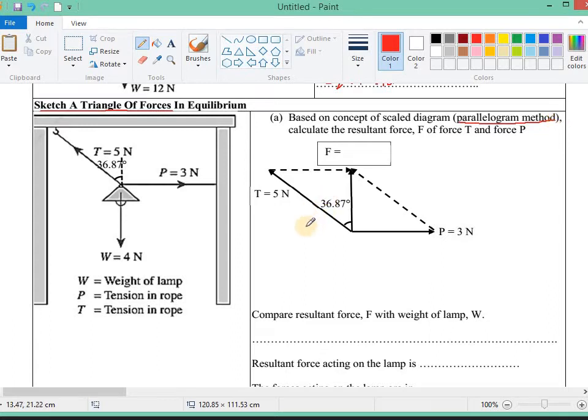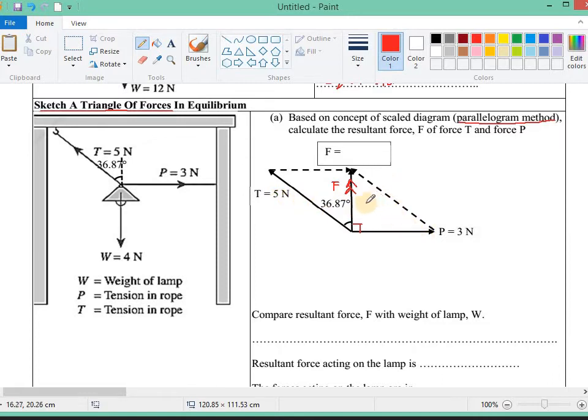So that means now what we want to do is we don't look at this 4 Newton. We just look at this force T and force P, these 2 forces. So these 2 forces acting on the lamp are over here. So 5 Newton and 3 Newton act on the lamp, and the combination of 5 Newton and 3 Newton will produce a resultant force that is upward, directly going up. Okay, like this. This is the resultant force from 5 Newton and 3 Newton.